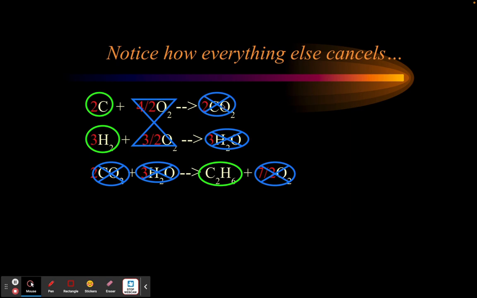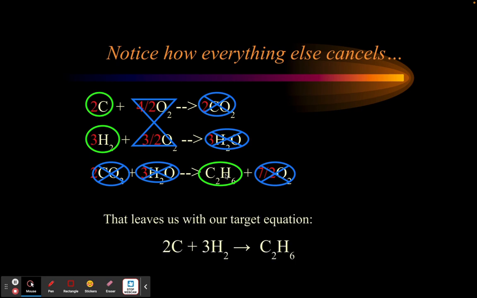We had 2 CO2 on the right side of the arrow. We have 2 CO2 on the left side of the arrow. We have 3 H2O on the right side and 3 H2O on the left side. So all that's remaining are the ones that are circled in green. These 2 are in front of the arrow, and this one is behind the arrow. So that's our target equation.